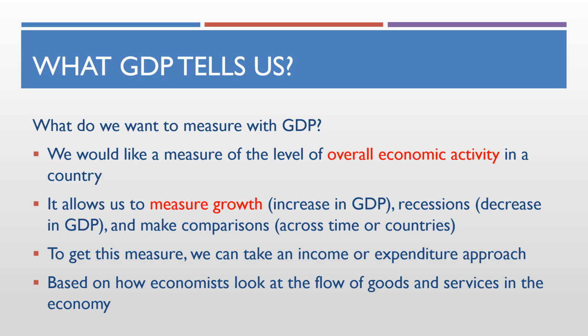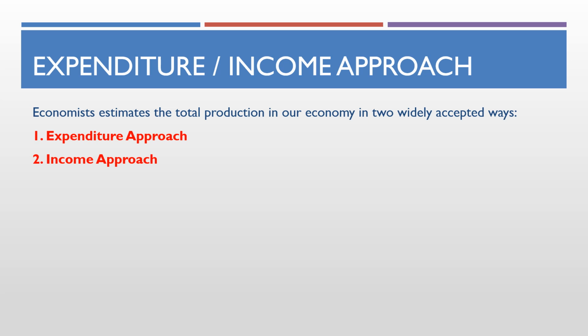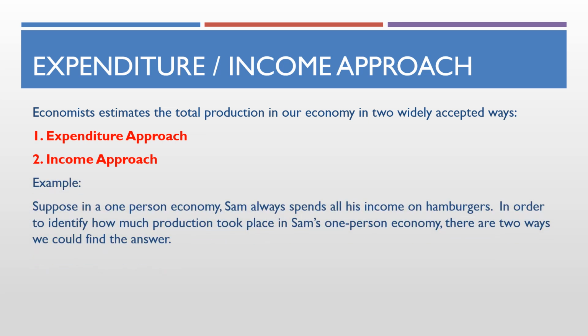Based on how economists think about the flows of goods and services in the economy, we can now think about the conceptual definition of GDP, or the measure of the general value of goods and services in the economy. In the two approaches here, there are the expenditure approach and the income approach. Suppose in a simple economy scenario, Sam always spends his income on hamburgers. To identify how much production took place in Sam's one-person economy, there are two ways to do it.